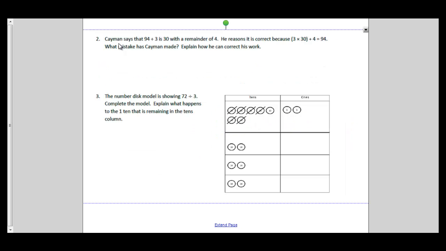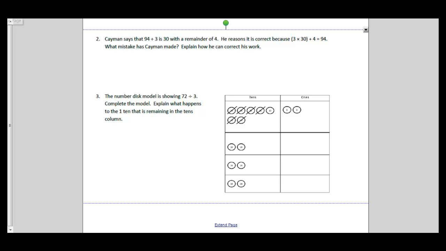It says that 94 divided by 3 is 30 with a remainder of 4. He reasons it is correct because 3 times 30 plus 4 equals 94. What mistake has Cayman made? Explain how he can correct his work. Okay, so I'm looking here and I'm thinking, well, I don't know why he would think that he had a remainder. Oh, I do see.